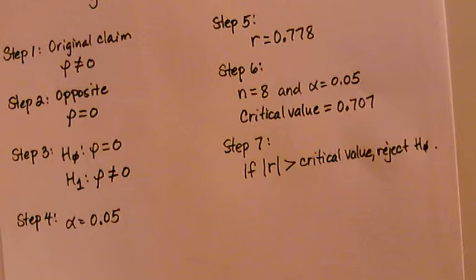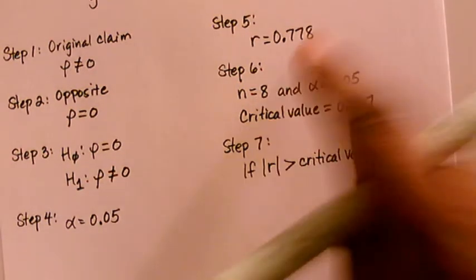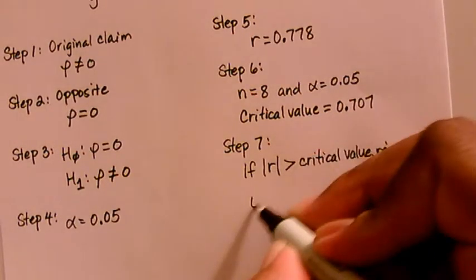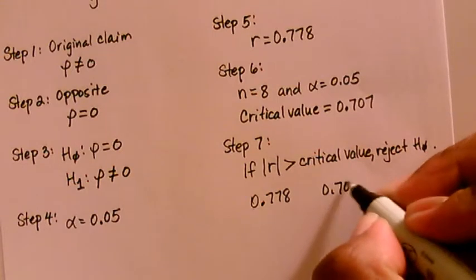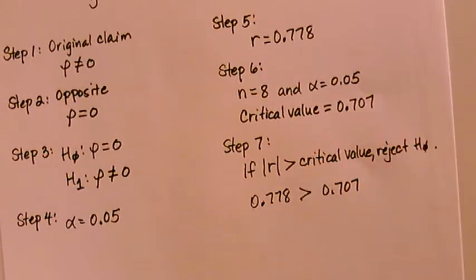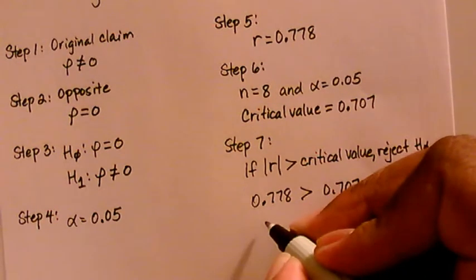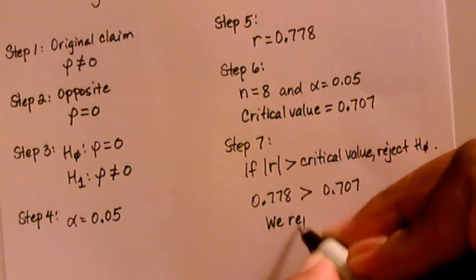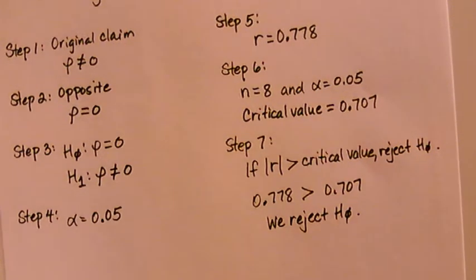Now in this case here, your R, which is your test statistic, that's 0.778. Compare that to the critical value of 0.707. You'll see that 0.778 is greater than 0.707, so that satisfies our critical value, our decision rule. So we say we reject the null hypothesis. So here we're rejecting the null hypothesis.